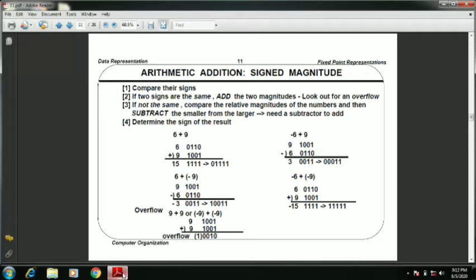Suppose both numbers are negative, minus 6 plus minus 9, the last one. You directly add it, that is 6 plus 9 is 15, and the sign is minus. So this is the logic for arithmetic addition in sign magnitude form. There are four steps. One is compare their signs. If the signs are same, directly add. If different signs, compare the relative magnitudes and subtract the smaller from the larger. Okay, go to next.